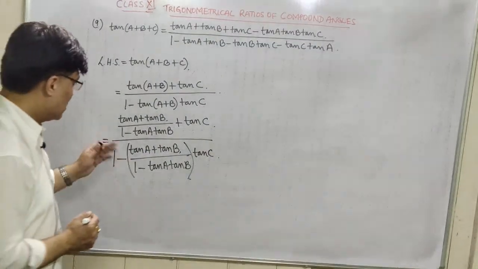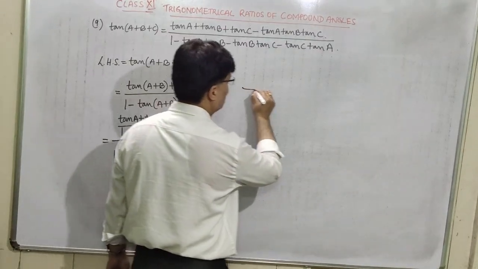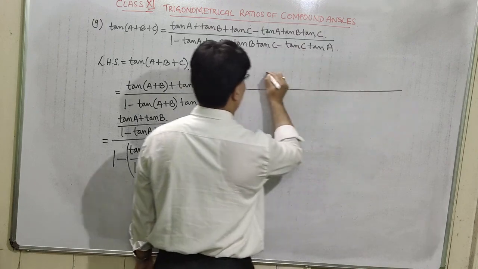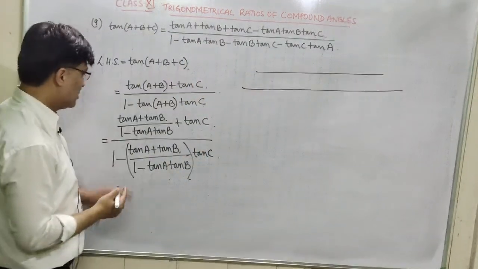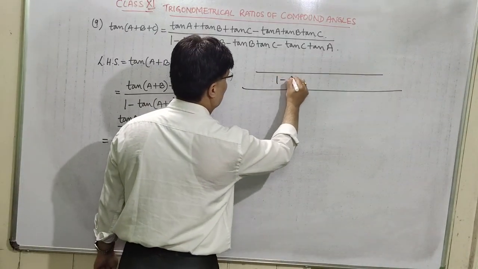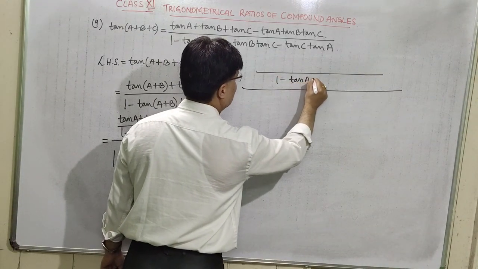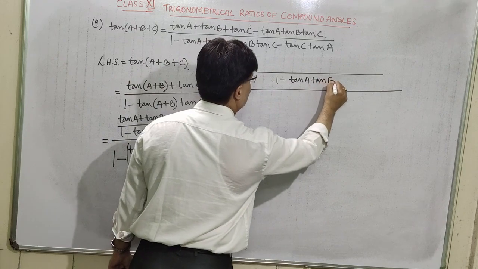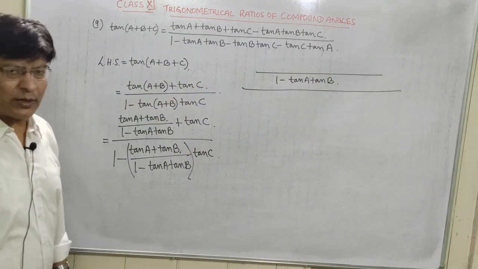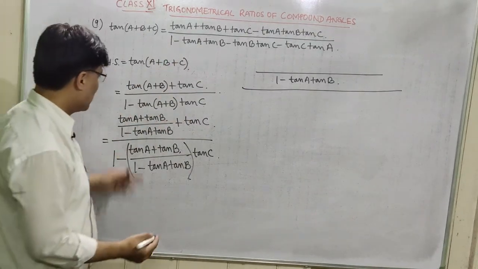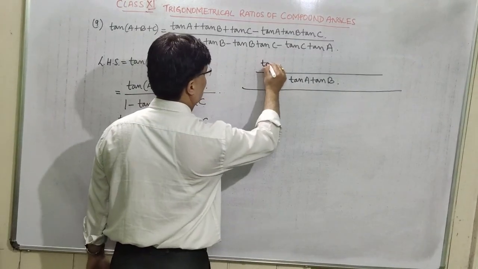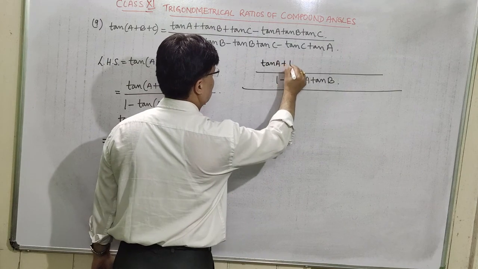Is that clear? So let's take the LCM in both numerator and the denominator. So in the numerator, what's the LCM? It is 1 minus tan A tan B. Let us take the LCM as 1 minus tan A tan B. You know how to simplify it, isn't it? So 1 minus tan A tan B is the LCM in the numerator. So it is tan A plus tan B.